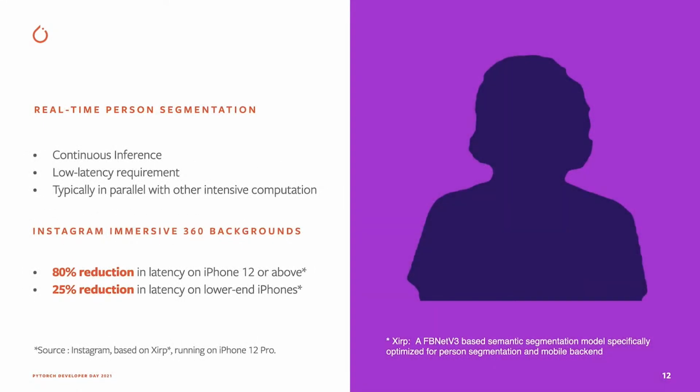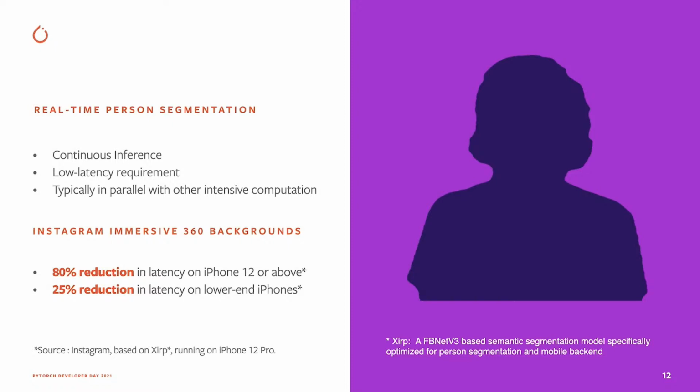Real-time segmentation is a feature that can really benefit from the hardware acceleration. Imagine the case of trying to determine the foreground of the users from their background for a virtual green screen effect. You want to run this continuously at low latency to provide a responsive experience to users. But typically, you're also running a lot of computation in parallel at the same time.